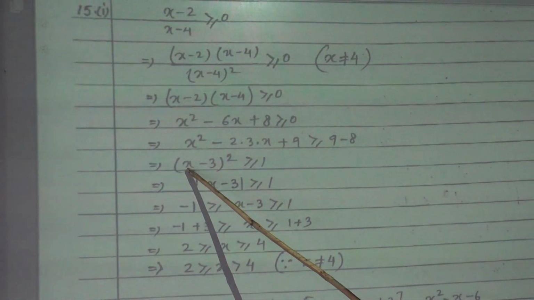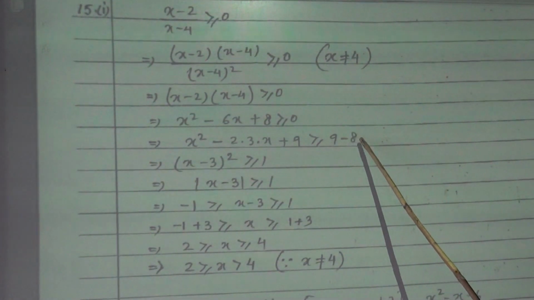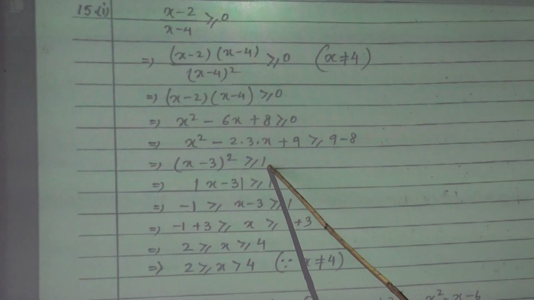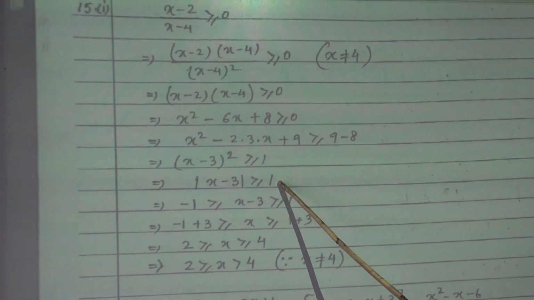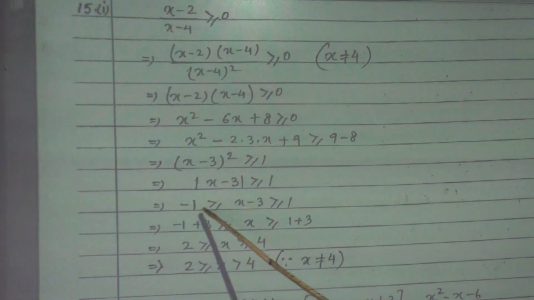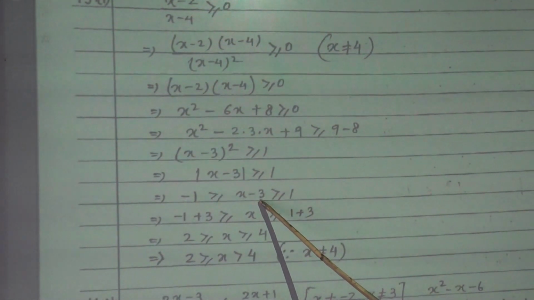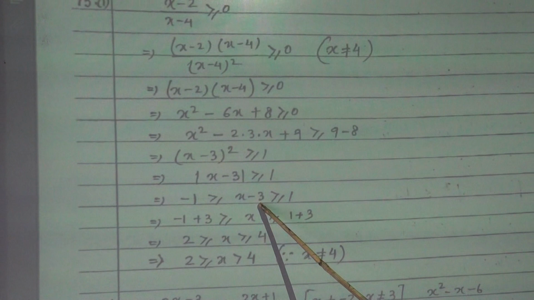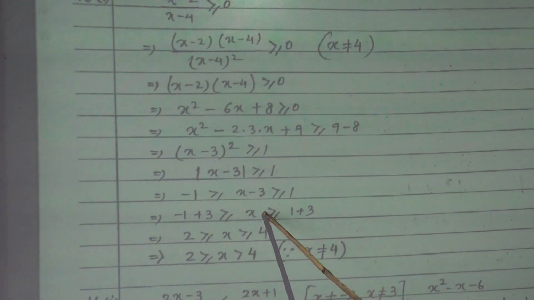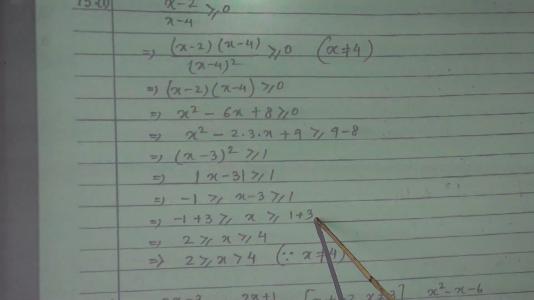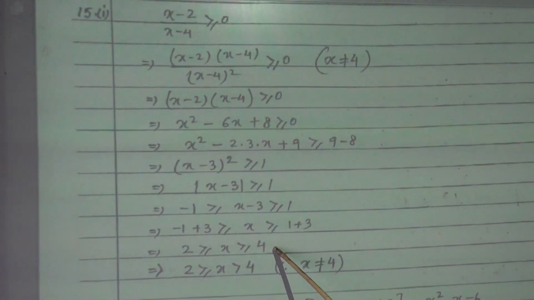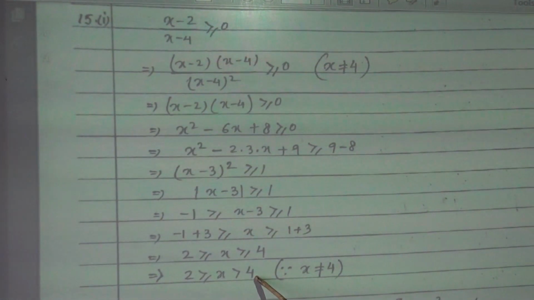This is giving you (x minus 3) whole square. 9 minus 8 is 1. So modulus of x minus 3 is greater or equal to 1. Minus 1 here is plus 1. X minus 3 is in the middle. To remove minus 3 from here, you have to add 3. Adding 3 here, adding 3 here, it is cancelling. Adding 3 here, this is giving 2, this is giving 4. So x is lying in between 2 and 4.